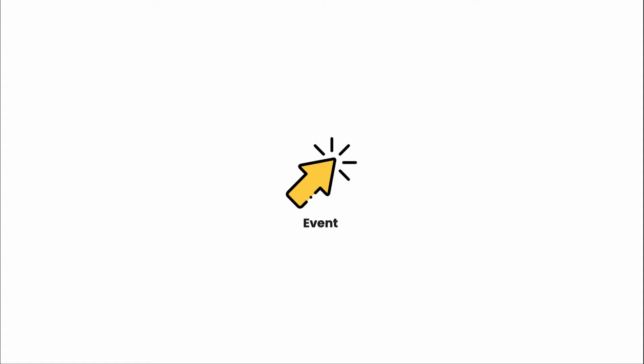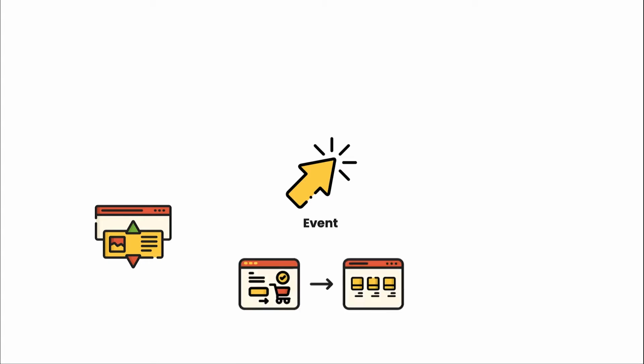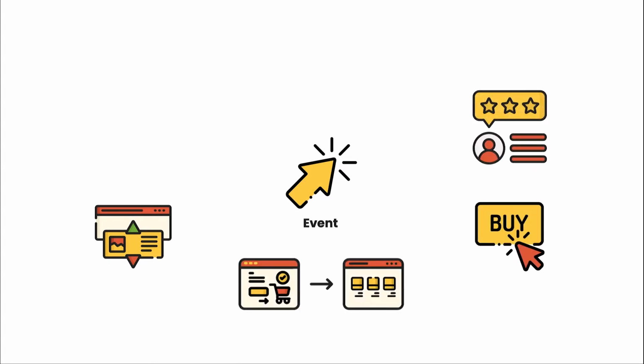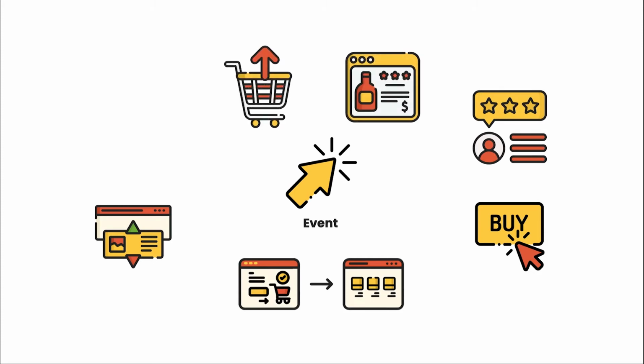An event represents an action done by your player on your platform. When a player scrolls down a website or goes from one page to another, pressing buttons, leaving a review, viewing products, adding or removing items from a cart, and of course, placing an order and paying for it. All of these are examples of player events.